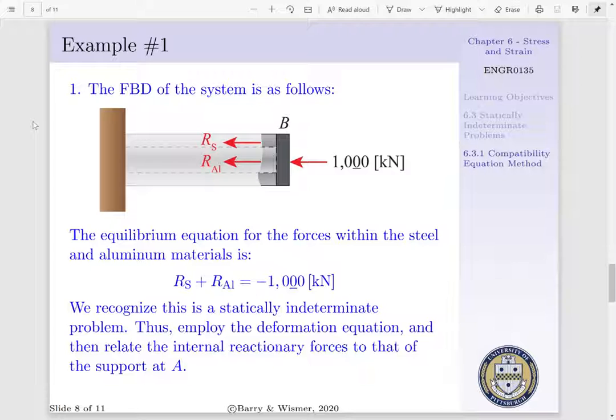And from our equilibrium equations in our x direction, we have RS plus RAL is equal to minus 1000 kilonewtons. We recognize that this is a statically indeterminate problem. Thus, we have to employ a deformation equation that's going to relate our internal reactionary forces to that of support A, which is expressed in terms of our applied load.